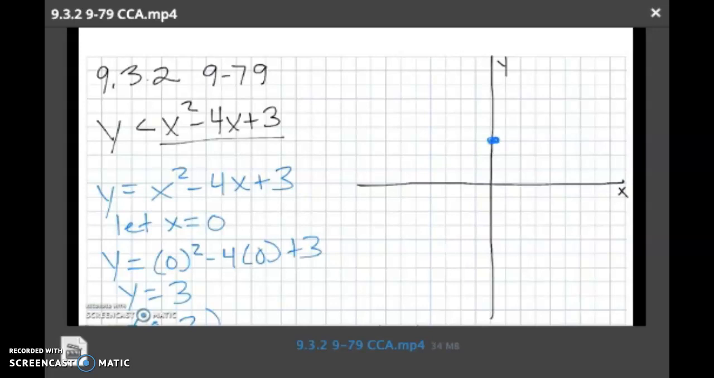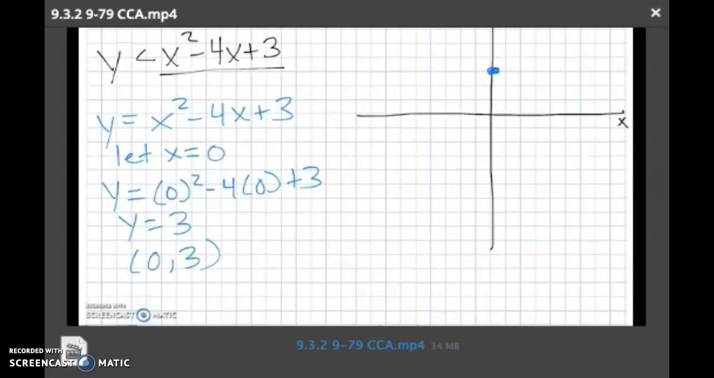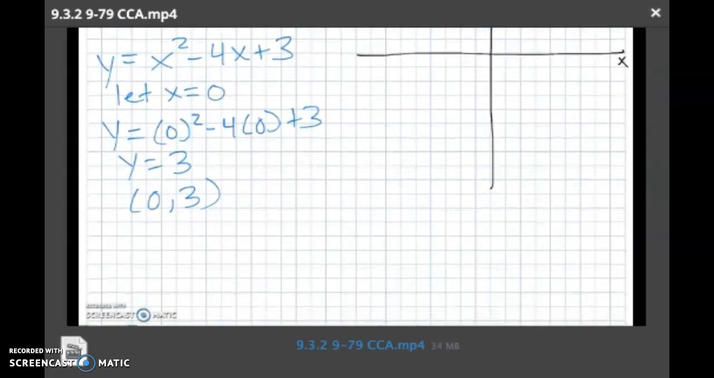Then I need to take a look at my x-intercepts. Remember, we have 3 ways we could figure this out algebraically: we could factor this equation to get those roots, or we can complete the square or use the quadratic formula. I'm going to factor it because these numbers look nice and easy. They're not fractions or really big numbers. So I'm going to let y equal 0, because that's where we find the x-intercepts, and then I'm going to factor this.